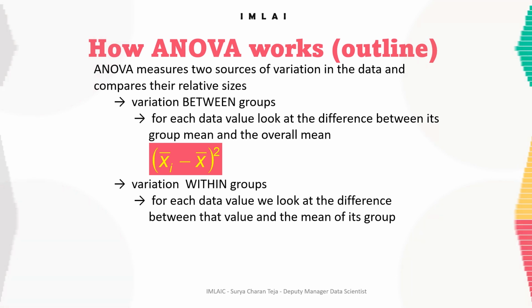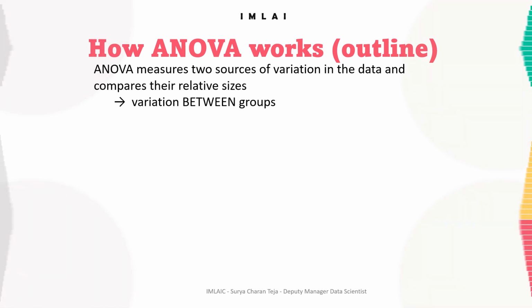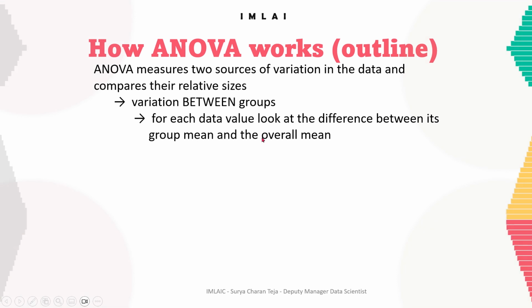So if the variation between the groups is much larger than the variation within the groups, then it's likely that the means of the groups are different. But before that, let's see what the variation between the groups is. Variation between the groups means, for each data value, in group 1, group 2, group 3, look at the difference between its group mean and the overall mean.